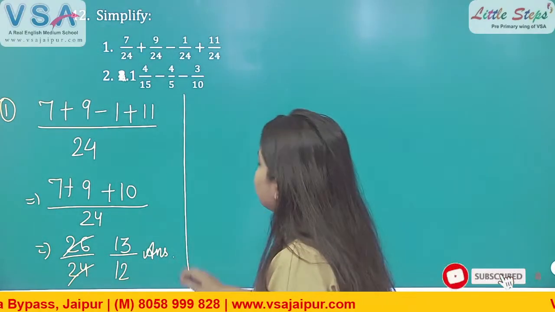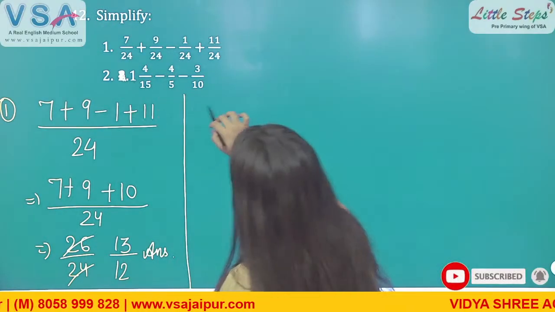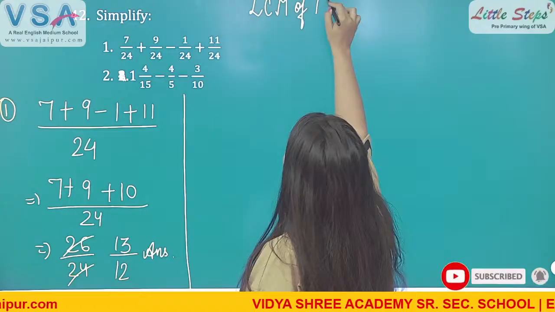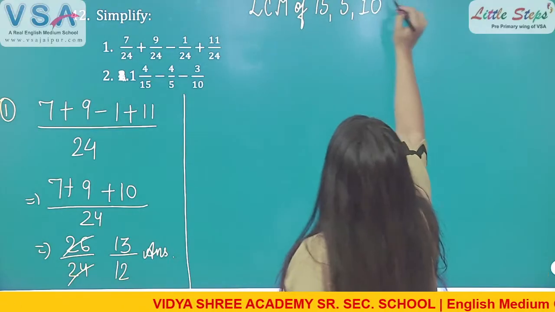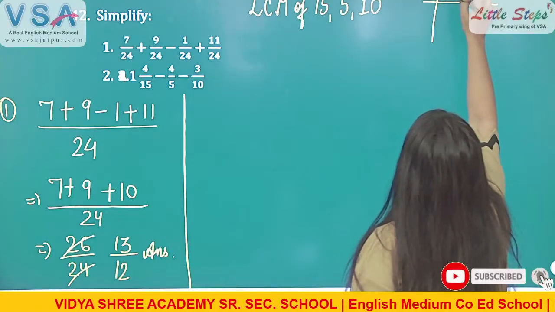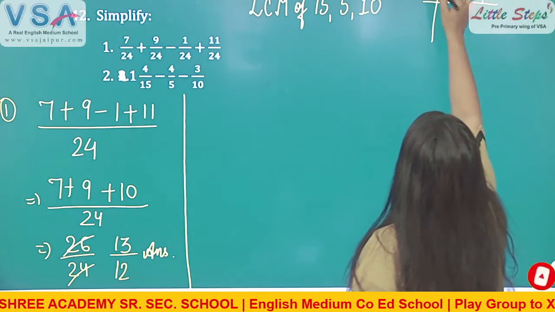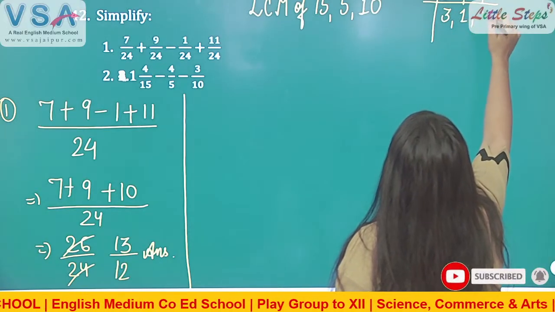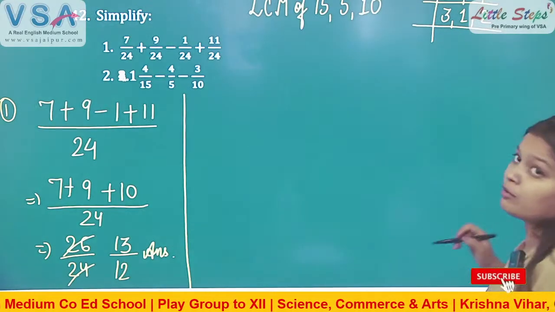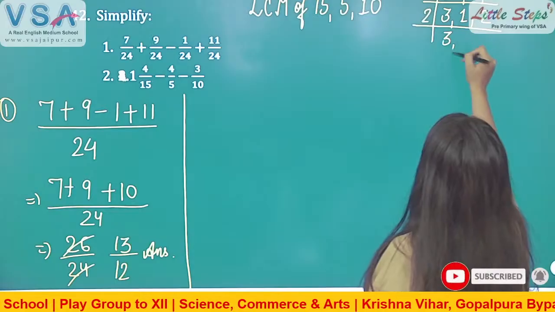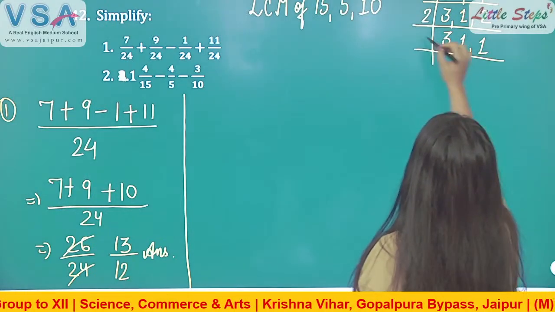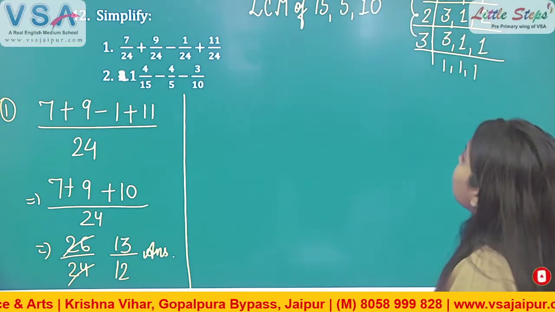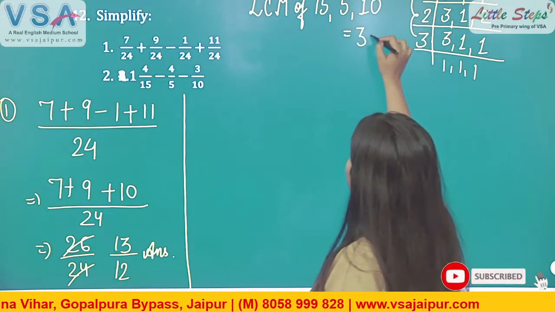We have second part also there. 1 4 upon 15 minus 4 by 5 minus 3 by 10. First of all, what do we need to take? LCM of 15, 5, and 10. 15, 5, 10. We need to take LCM by 5, 5. Then we have the remainders 3, 1, 2. Now moving on to table of 2. 3, 1, 1. Then we have 3. All the remainders are 1. 5 twos are 10, 10 threes are 30. We have the LCM 30 here.